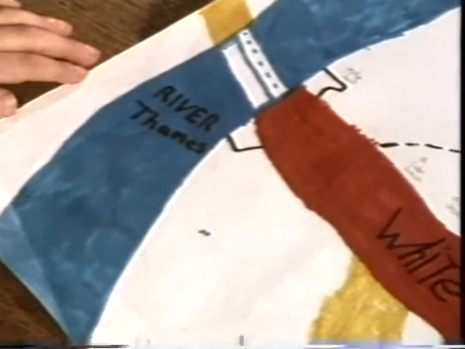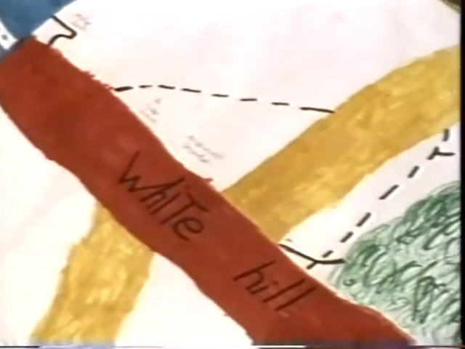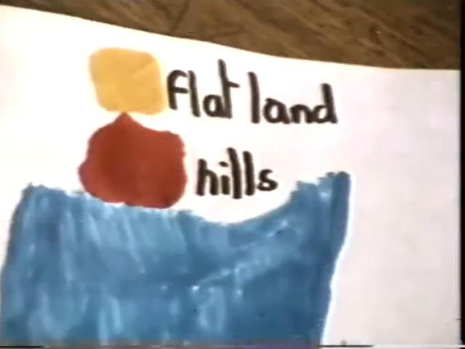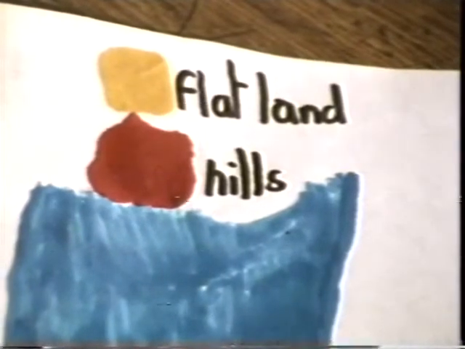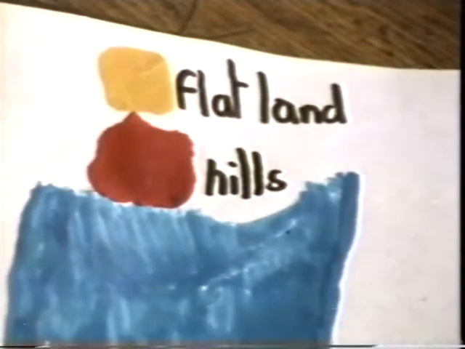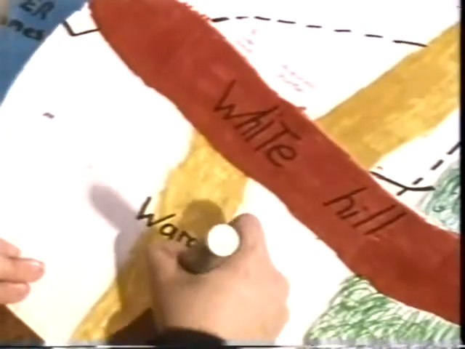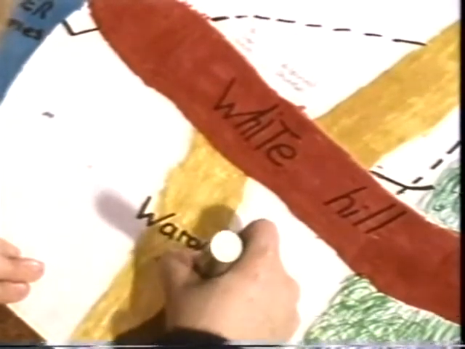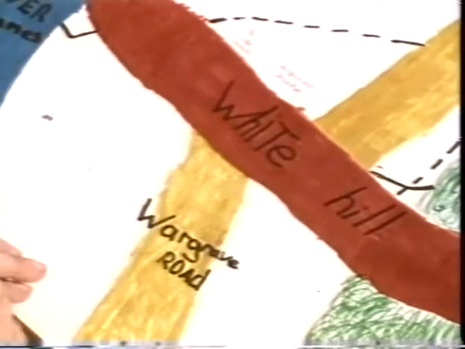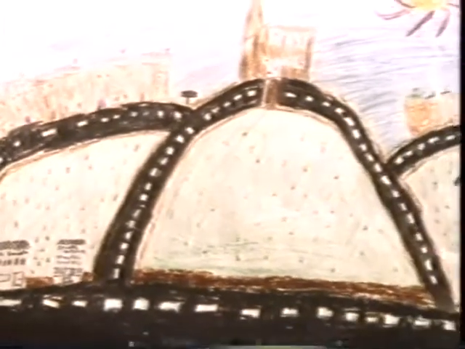I coloured the roads on my map 2 different colours, red and yellow. That was because I made a colour key. Yellow was flatland and red was hills. White Hill is a hill. Wargrave Road is flatland. Some children showed hills as they would if they were doing a painting.